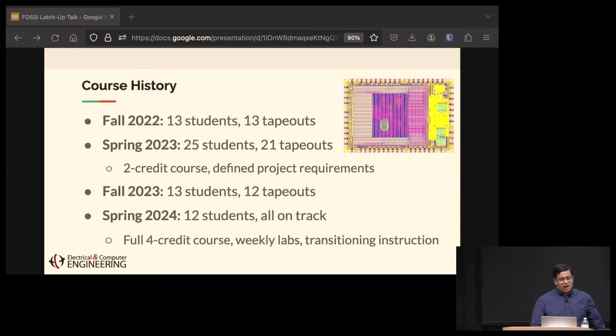So that chip is our own custom multi-project multiplexer with all of the student projects included. We ran it again in fall. We got 13 students, and now we're trying to scale this up to a full 4-credit, full-sized departmental course. All the students in the course currently are on track to tape out, and we've also added weekly labs to give students more of an intuition of how stuff works under the hood.